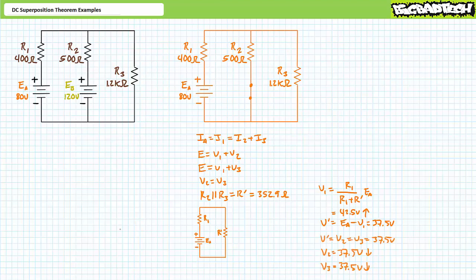R single prime is a parallel combination of R2 and R3. Voltage across elements in parallel is the same. V2 is 37.5 volts, positive to negative, top to bottom, as is V3, 37.5 volts, positive to negative, top to bottom. Let's put these values to the side and move on to stage 2 of this illustrated example.